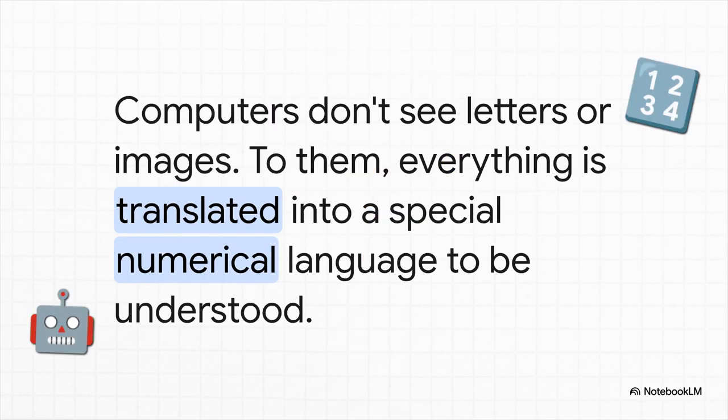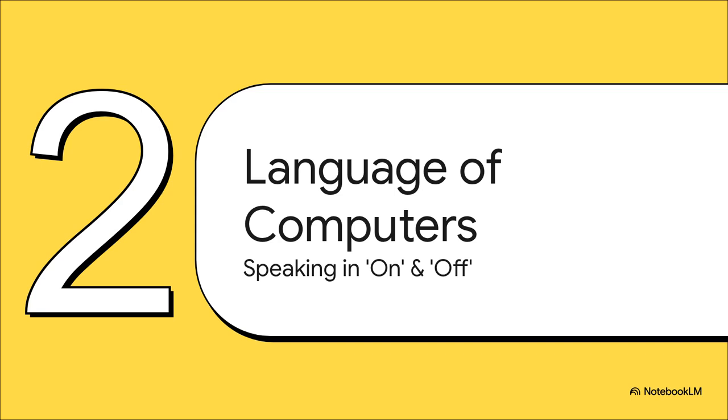Well, here's the thing. Computers don't see an A, they don't see images, they don't hear sounds. They only see numbers. Everything, and I mean everything, gets translated into a numerical language that's built just for them. To your computer, that letter A is nothing more than a specific sequence of numbers. So, what is this special native language? It's called binary. And it's built on the simplest idea you can possibly imagine: on and off.